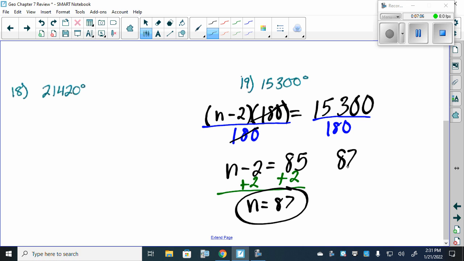And we would call this an 87-gon. Any other questions on these four here? Yeah, that's classifying it by the number of sides, because if it had 9 sides, we would call it a nonagon.